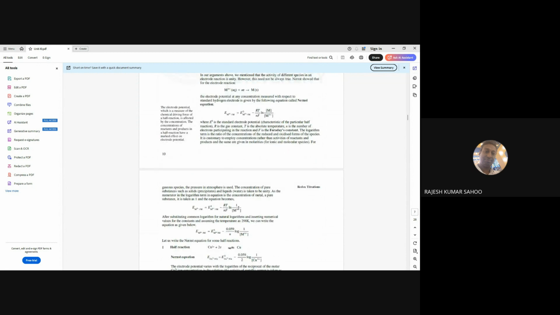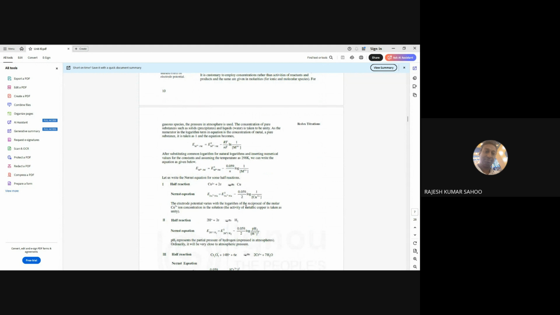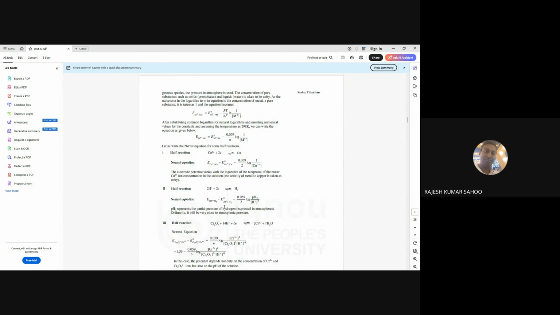The potential can be calculated by the Nernst equation. E is equal to E0 cell minus RT by nF ln concentration of metal by metal ion, M to Mn+. Then similarly, you can also calculate in this manner. You can see one example, Cu2+ + 2e to Cu. The next equation is E Cu2+/Cu equals E0 Cu2+/Cu minus 0.059 by 2 log 1 by Cu2+. This question will come definitely. In the exam, a question will come on electrochemical cell. This will definitely come.